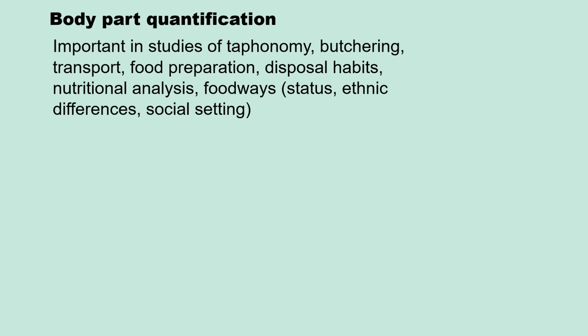Body part quantification can be important in studies of taphonomic factors, butchering, transport, food preparation, disposal habits, nutritional analysis, and foodways, such as issues of status or ethnic differences or social setting. Who gets the fine cuts of meat? Who gets the foot bones to make soup out of?